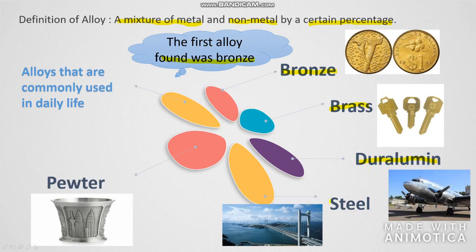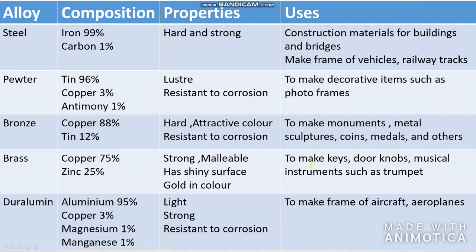And next one is steel. Steel, the major component is iron. So, steel ini biasanya digunakan untuk membuat jambatan ataupun railway track. And the last one, the last alloy is pewter. Pewter, the major component is tin. Okay, pewter is usually used to make decorative item, barangan hiasan. So now we'll look into the detail of each of the alloy.